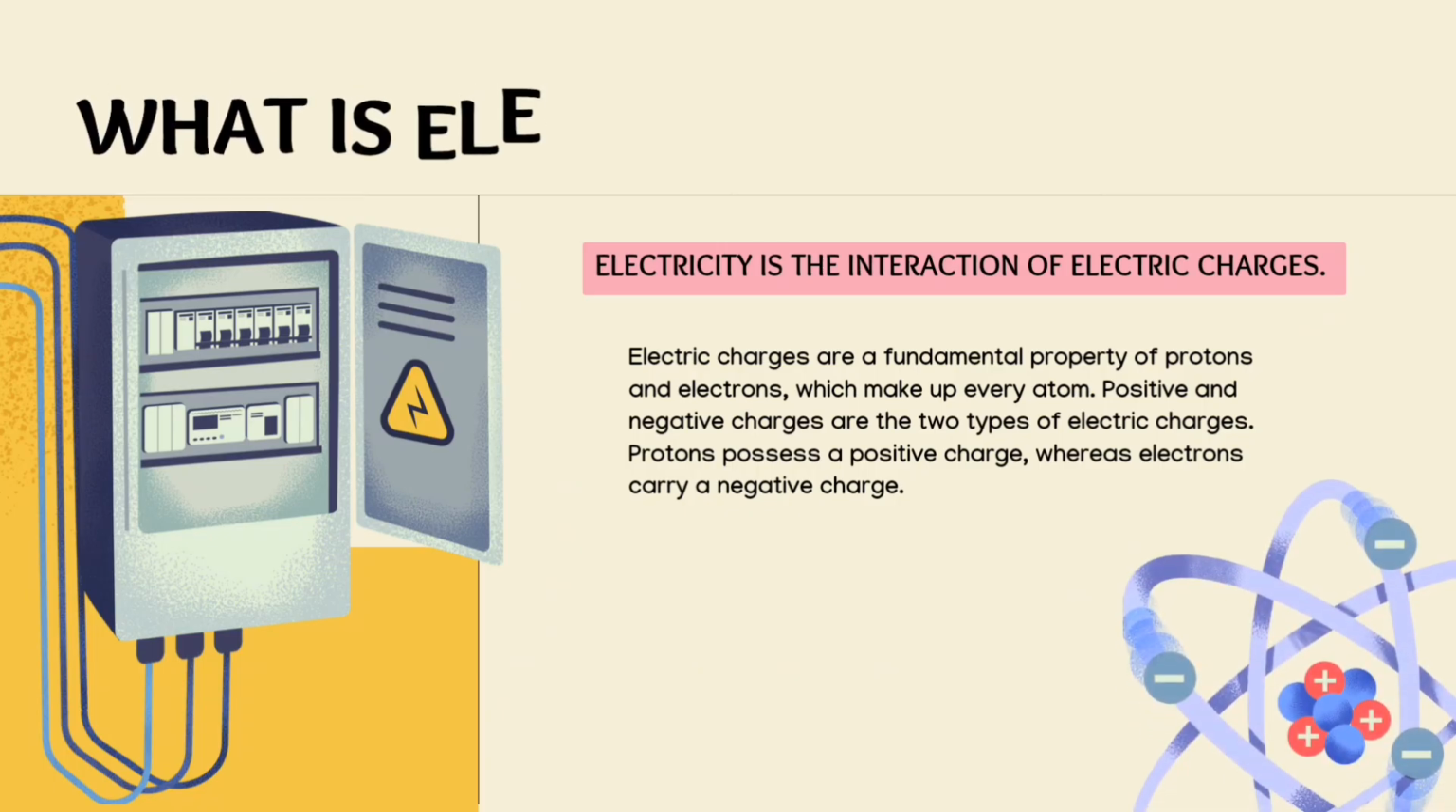Electricity is the interaction of electric charges. Electric charges are a fundamental property of protons and electrons which make up every atom. Positive and negative charges are the two types of electric charges. Protons carry a positive charge whereas electrons carry a negative charge.